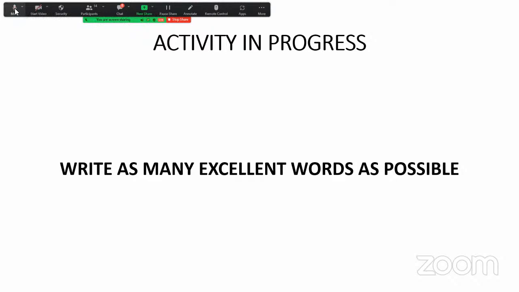Activate your brain cells. You know a lot of words which you have written. Don't underestimate the power of your brain. Recall all the words. Just close your eyes and you'll get one word. Shoot your words.